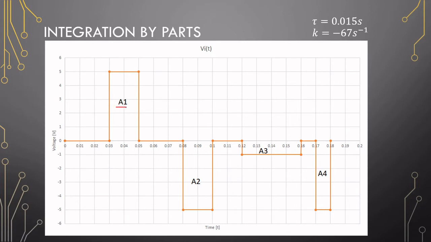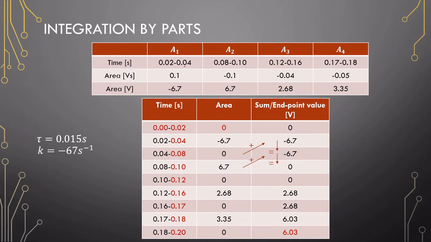Okay, so the best way is to calculate the area of each of these zones, right? And then multiply it with the constant that we have, minus 67 per second, which is just the inverse of this tau and the inversion of our amplifier. That will give us our output voltage. Okay, so the area here is 0.02 seconds and 5 volts. That will give us an area of 0.1.